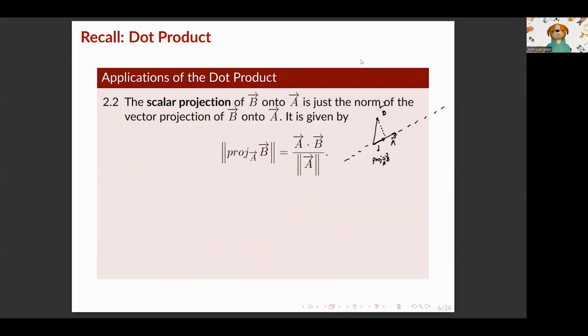Next, we have the scalar projection of B onto A. It is just the norm of the vector projection of B onto A. So it is given by this formula right here. We still have the dot product in the numerator, but this time the denominator only contains the norm of vector A.